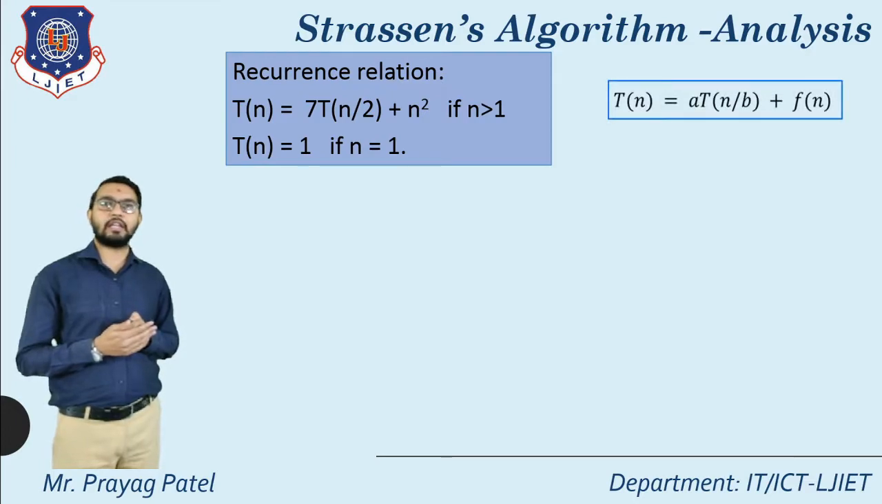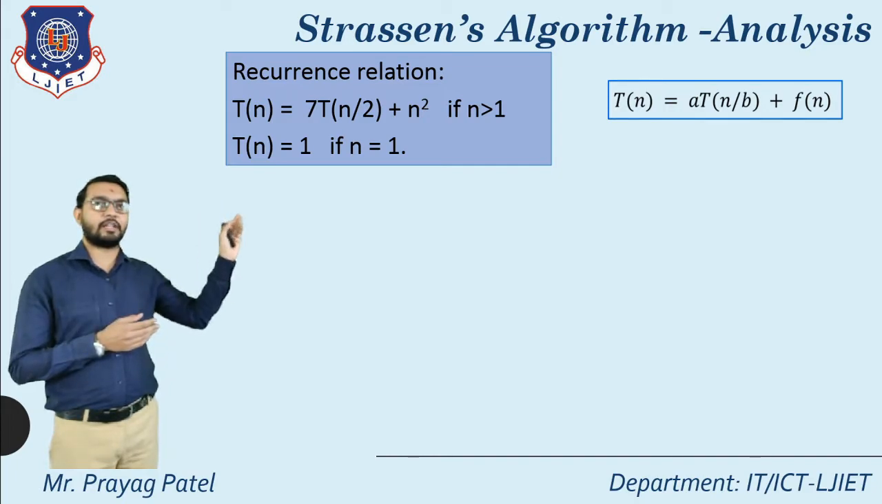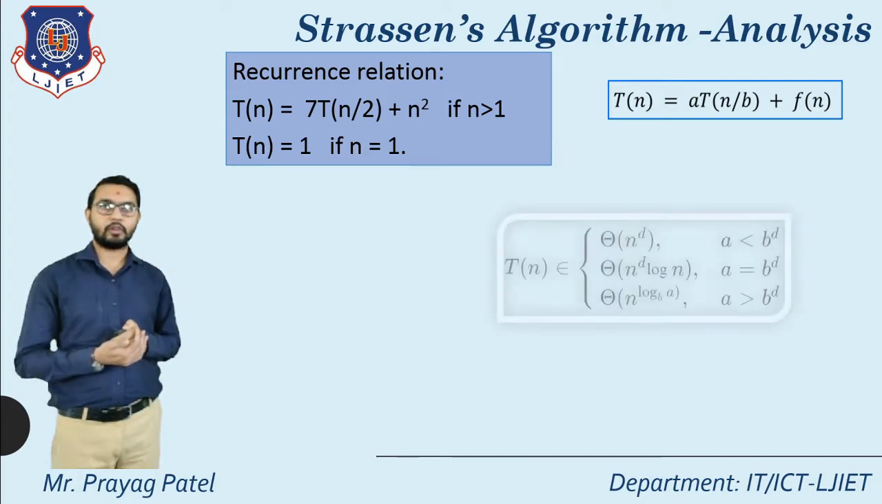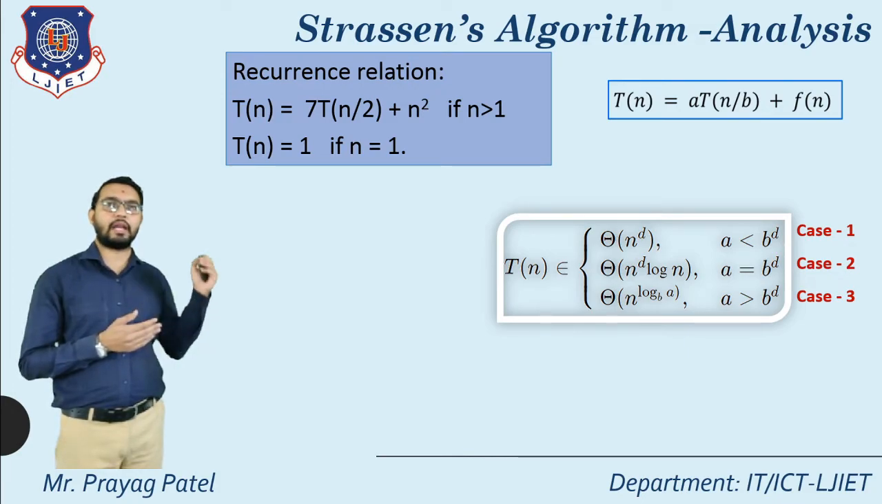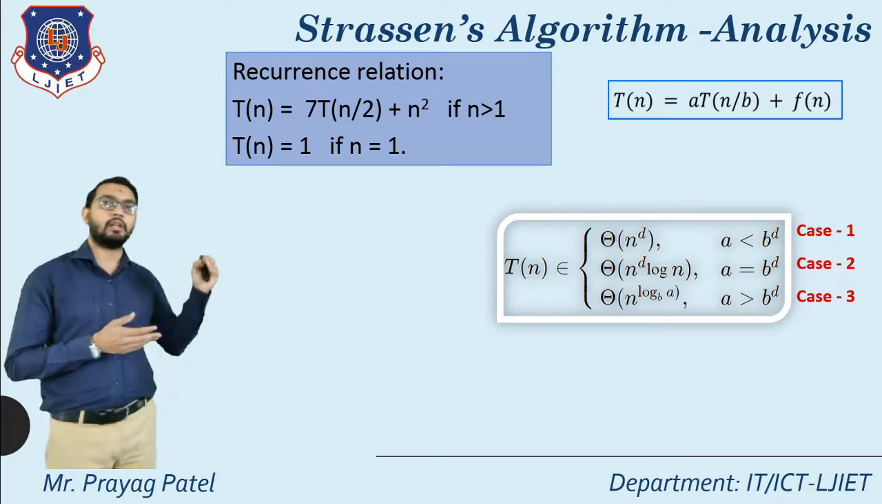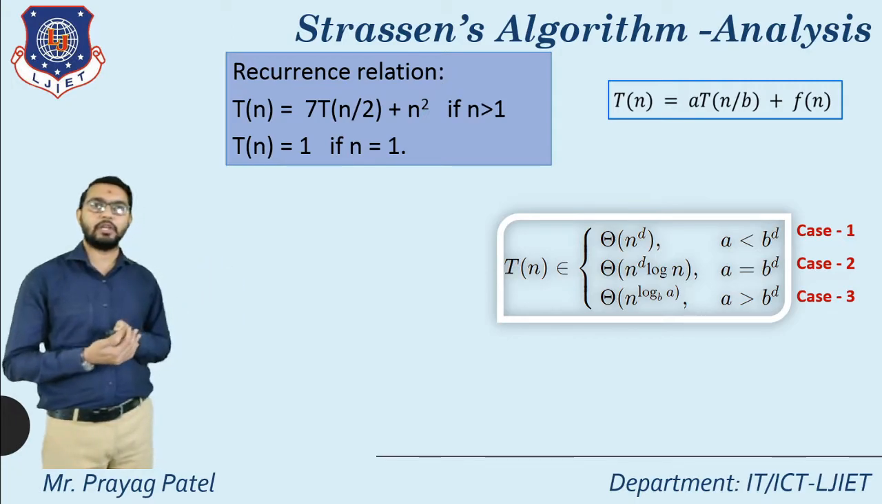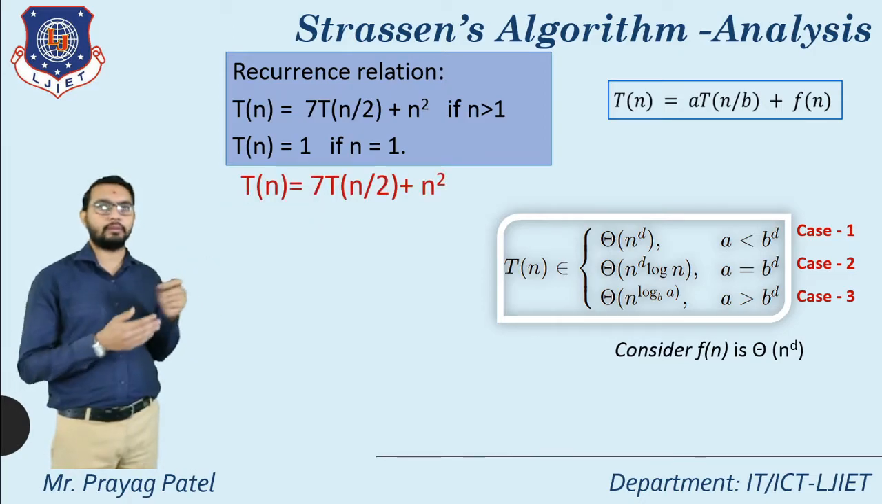Now solve this recurrence relation using any method: the substitution method, forward substitution, backward substitution, or the master's method. Consider the master's method equation: T of n equals a T of n by b plus f of n. The three cases are: T of n equals theta n raised to d if a is less than b raised to d; T of n equals theta n raised to d log n if a equals b raised to d; and T of n equals theta n raised to log a base b if a is greater than b raised to d. Consider the function f of n as theta of n raised to d.